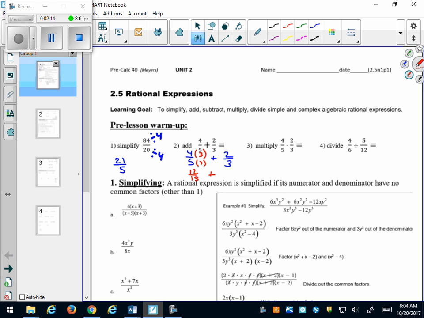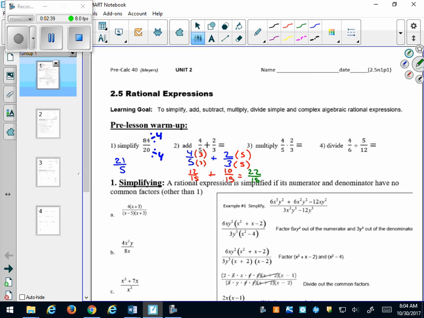All right, so to get this to be something over 15, I would have to multiply top and bottom by 5, right? So we're going to get 10 over 15. What's my answer to this one? 22 over 15. Remember that the common denominator will end up as the denominator in your answer as well, right?